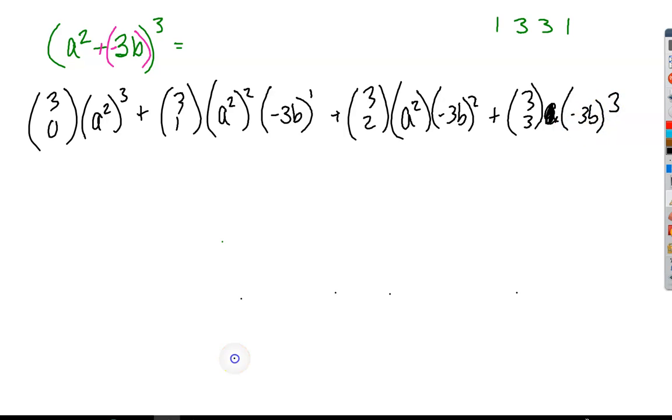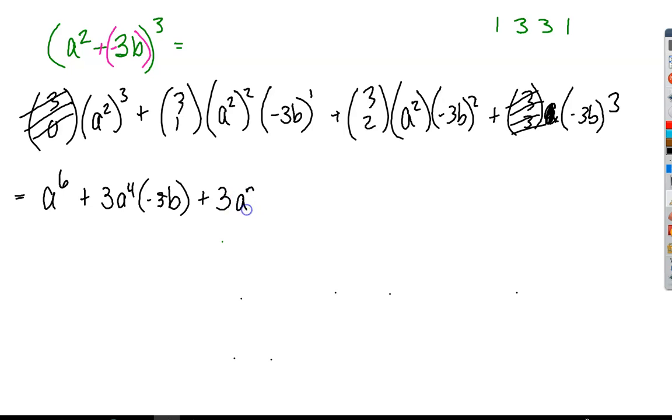Okay, so what do we got to watch out for? Obviously, that's a 1. This is always a 1, and so is that. So some people just get to the point where they leave this off because they know it's going to be a 1, and that's fine. So this becomes power to a power is multiplication, a to the 6th. This is 3a to the 4th times, careful, negative 3b. This guy is 3, a squared. Negative 3 squared is 9, b squared. Take your time on these. And then last but not least, we have negative 3 to the 3rd, which is negative 27b cubed.